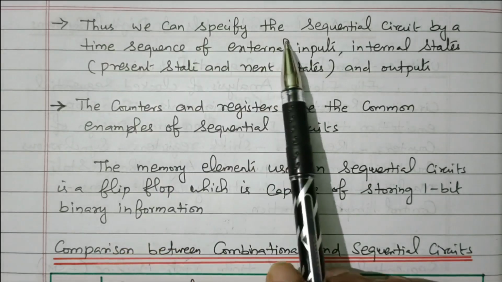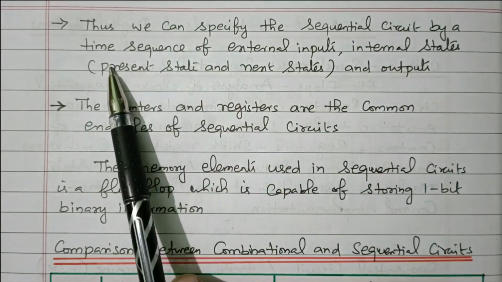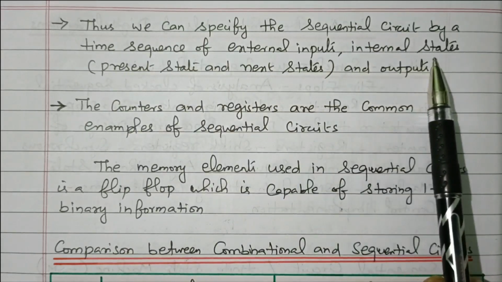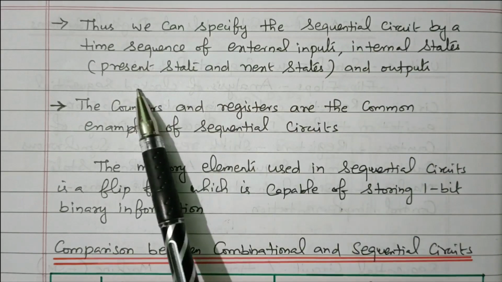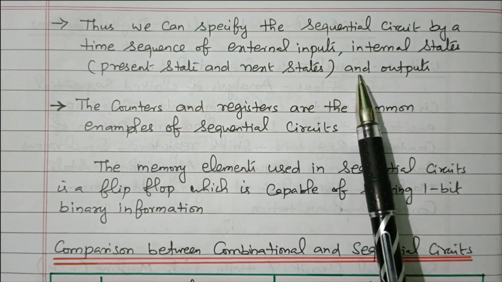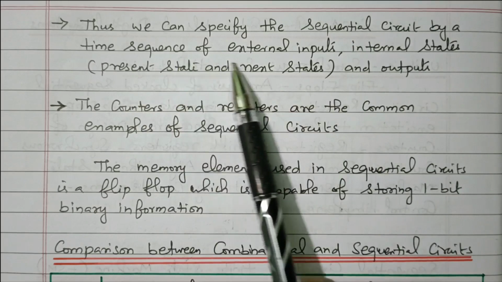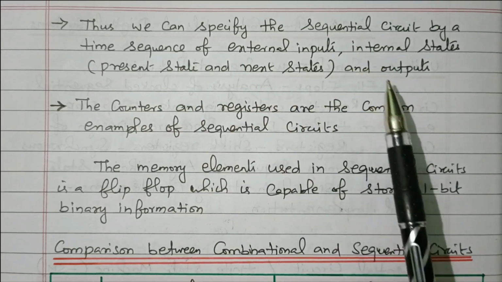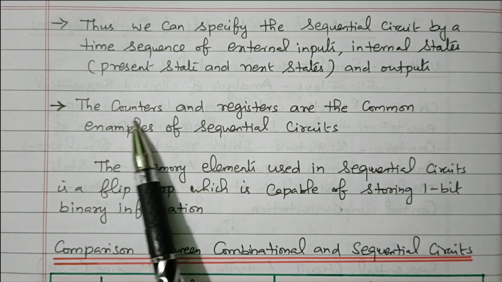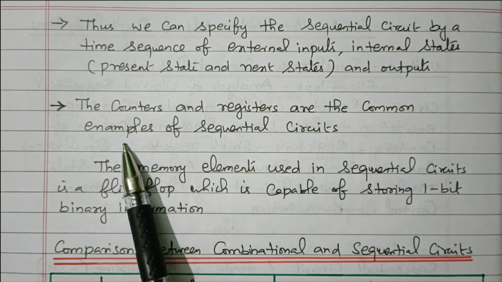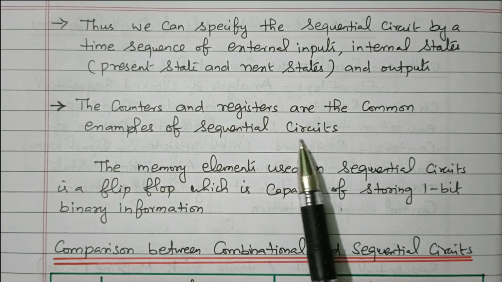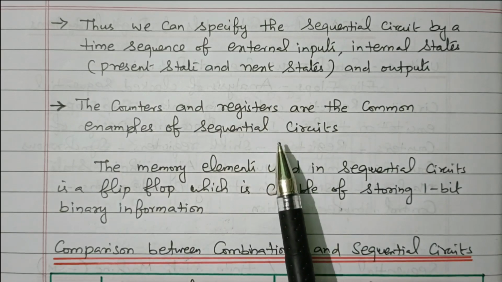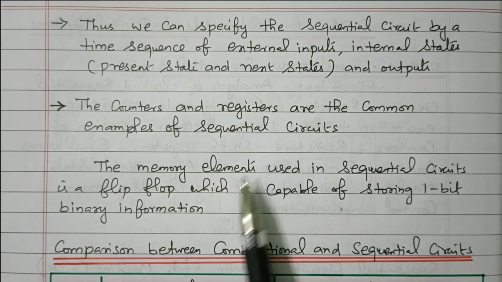Thus, we can specify the sequential circuit by a time sequence of external inputs, internal state and output. That is, present state and next state. It is a time sequence of external input and internal state, and that will decide the output. Counters and registers are common examples of sequential circuits. These counters and registers are made up of sequential circuits.